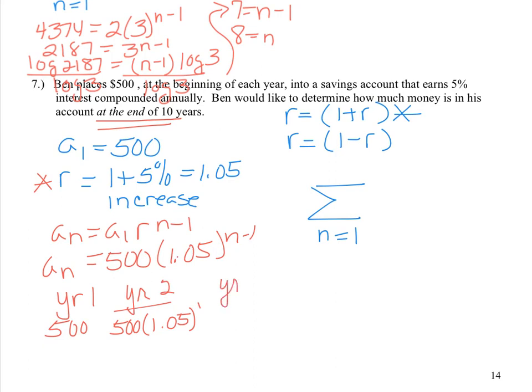Year 3, we're going to be at $500 times 1.05 raised to the second. Okay? So we're basically off by 1. Therefore, at year 10, we would be at $500 times 1.05 raised to the ninth. But they want to know the end of 10 years. So that's only giving us the ninth power. In order to get to the 10th power, we have to do year 11.